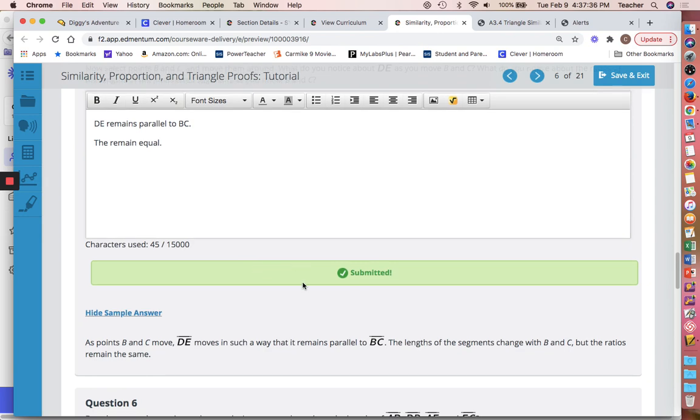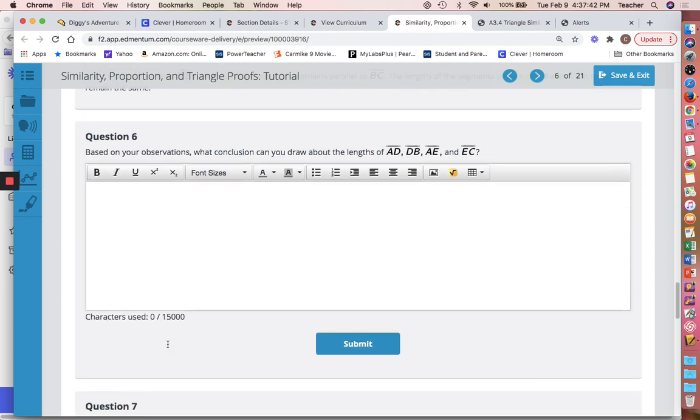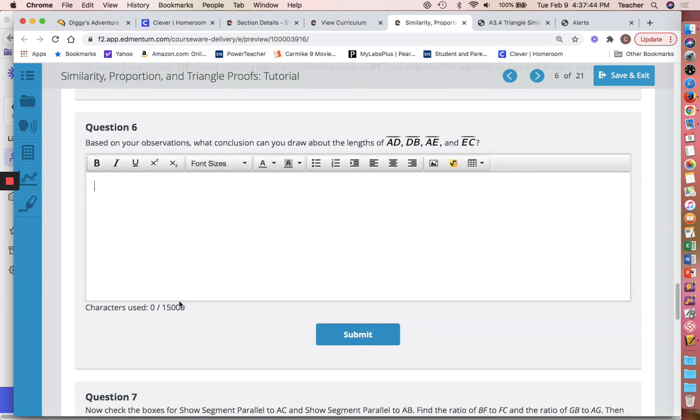All right, remains parallel. Awesome. And remain the same. Awesome. All right, nailed that one. Question 6. Based on your observations, what conclusion can you draw about the lengths of AD, DB, AE, BC? Well, I've already said it. They're proportional.